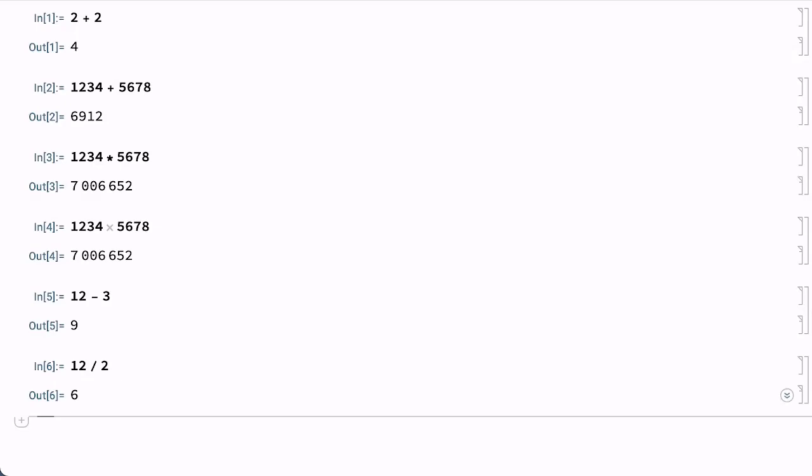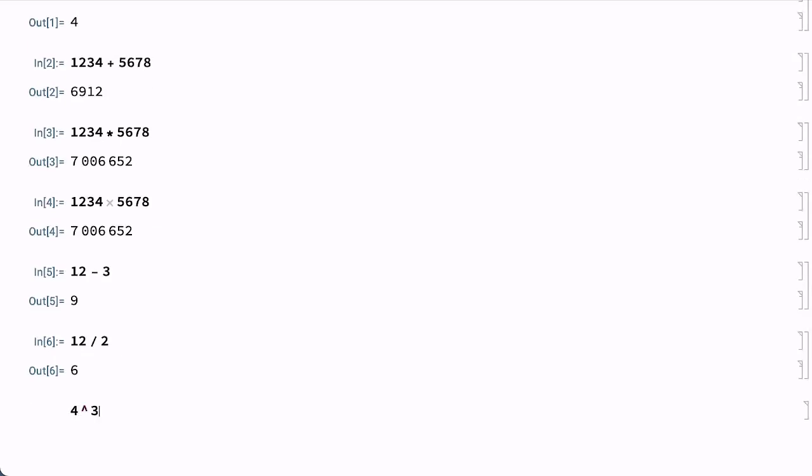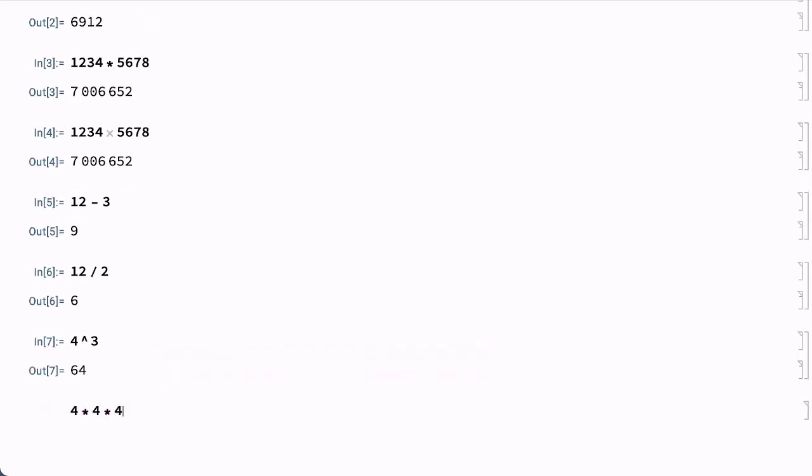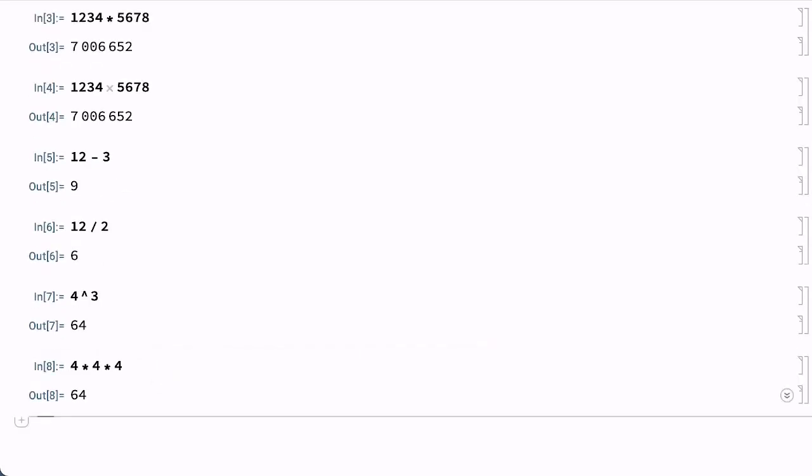Another common operation is raising a number to a power, which is shown with a caret character, which is the keyboard character that looks like an angle pointed up. This input gives the number 4 raised to the power 3. 4 raised to the power 3 is the same as 4 multiplied by itself 3 times.